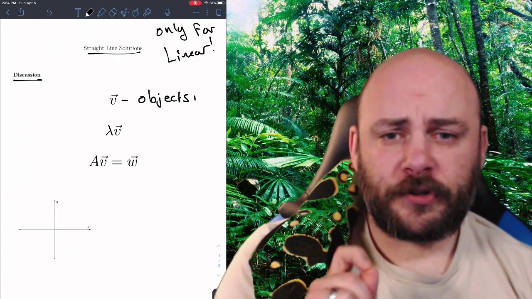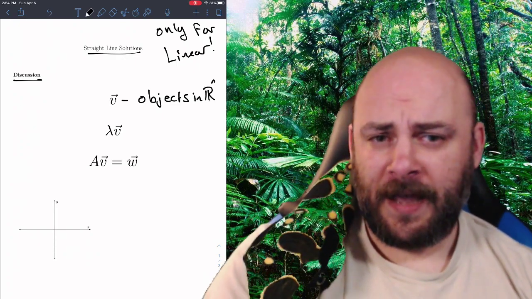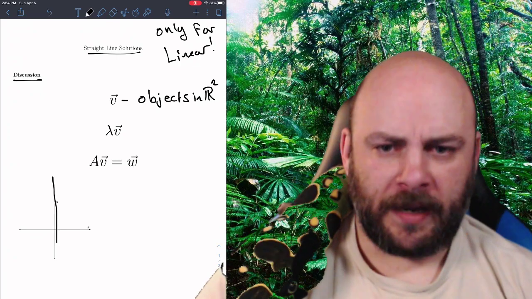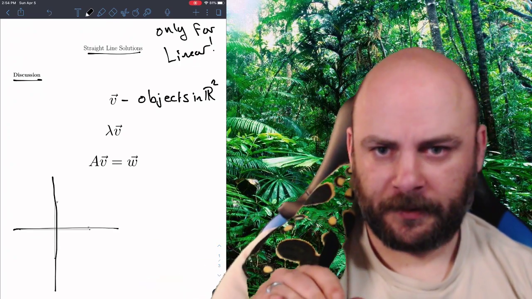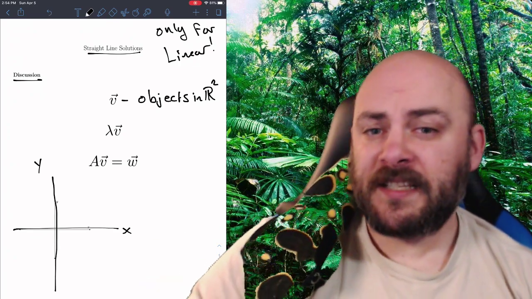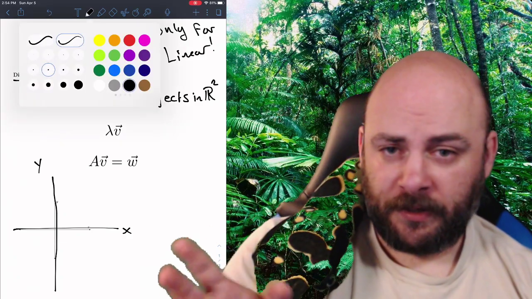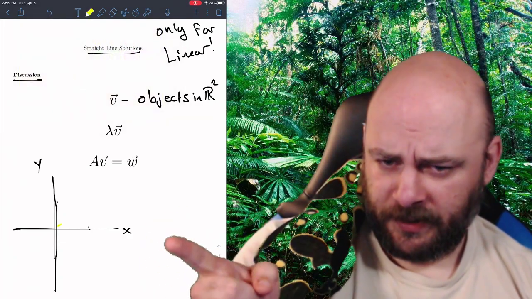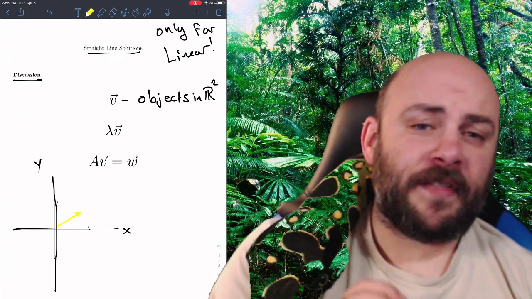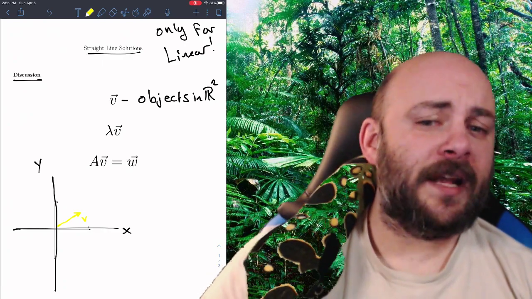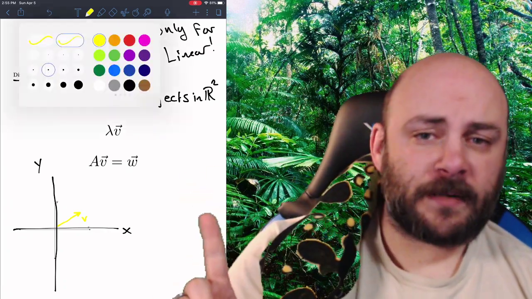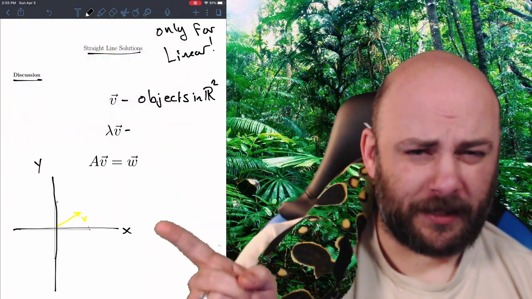So in R2, I want to think about vectors as objects. Really, in Rn, that's fine, but we're going to just stick to the plane. Okay? So we've got some objects which are vectors. I'm going to do one in yellow right here. Wow, that is imperceptible. I'm not going to use yellow anymore except for highlighting. Okay, so I've got some vector v right there, which is a yellow vector.